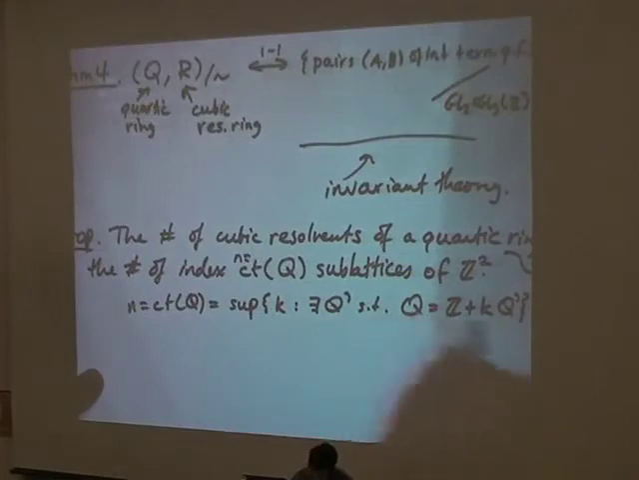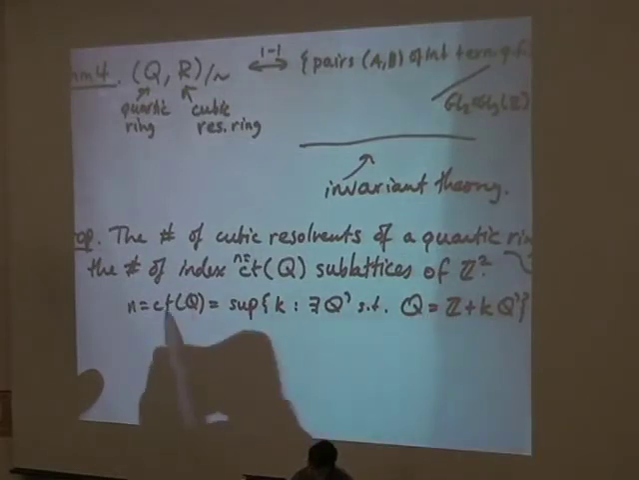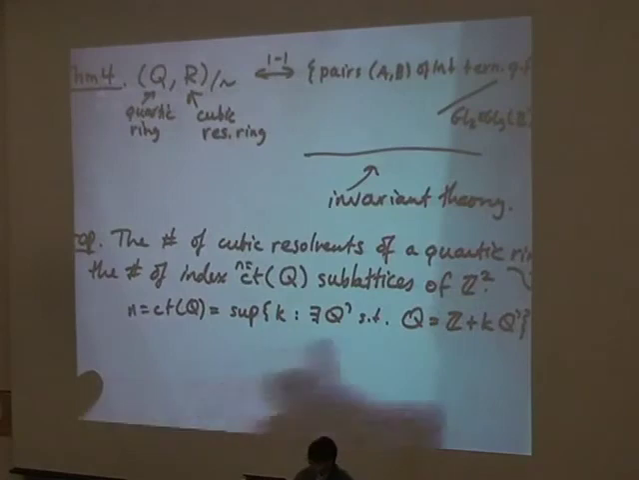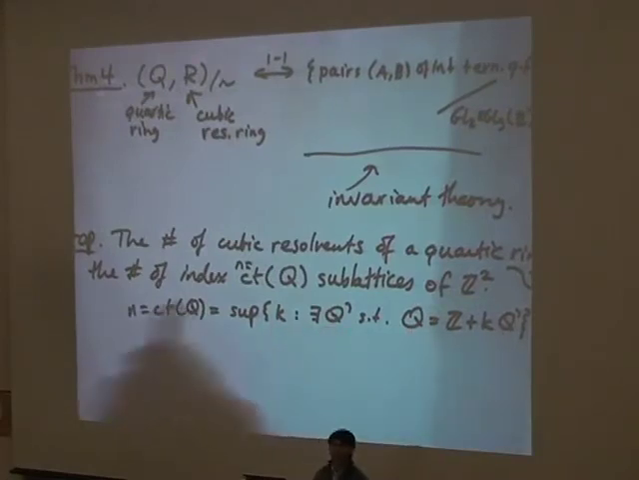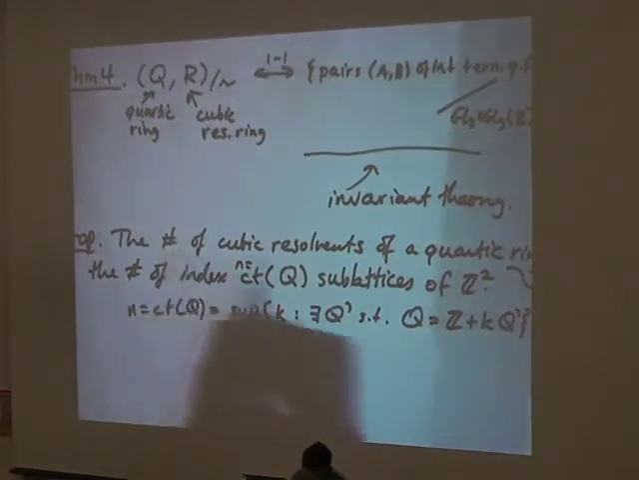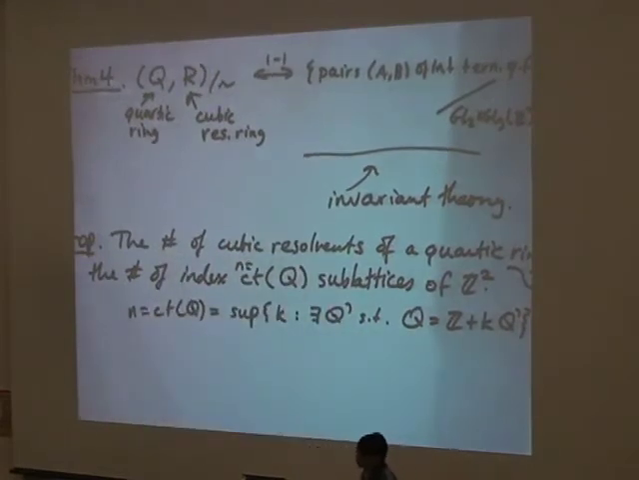And if Q is this multiple of k, then you say the content of Q is a multiple of k. And if you take the biggest k for which Q is a multiple of k, that's called the content of Q. So the content is always at least 1, but sometimes it can be bigger. And what we're saying is that the number of cubic resolvents of a quartic ring is the number of index n sublattices of Z^2, where n is an integer at least 1. So in particular, it's always at least 1.